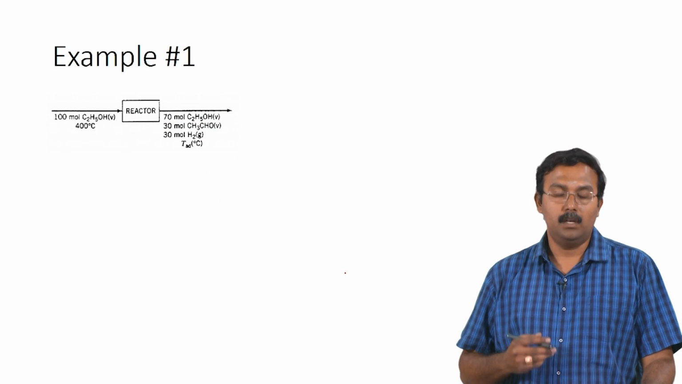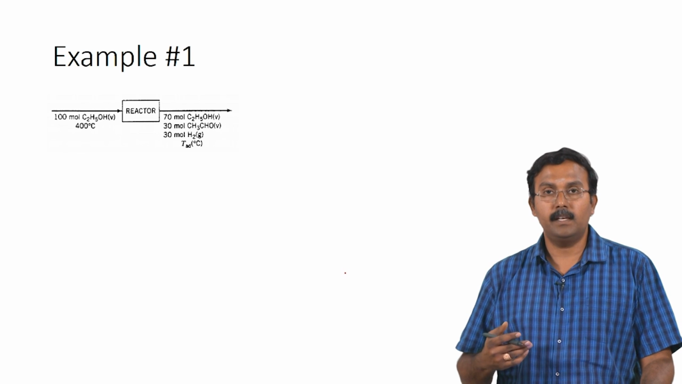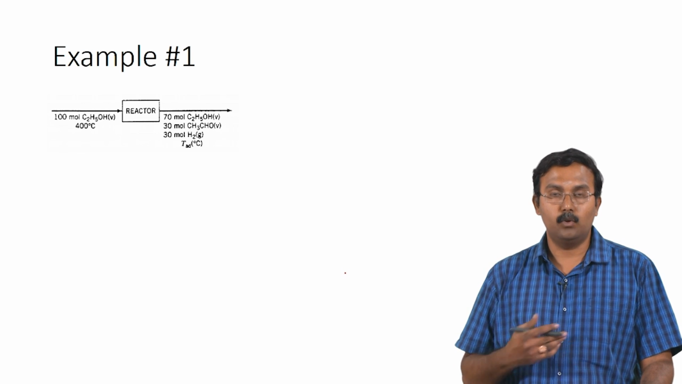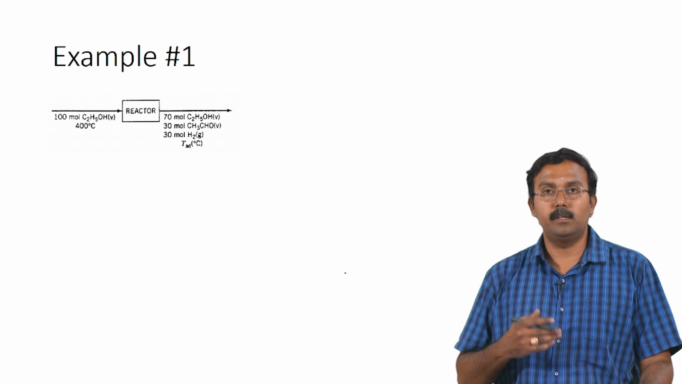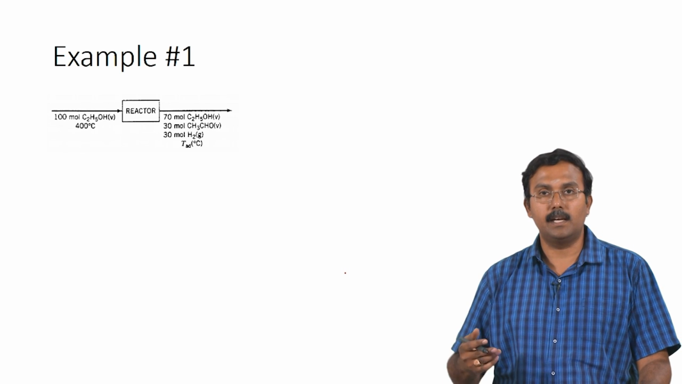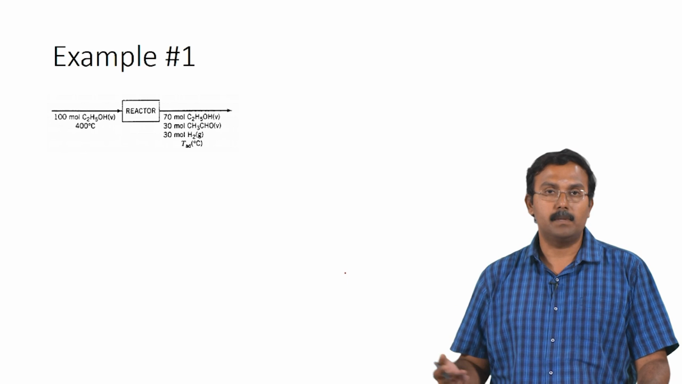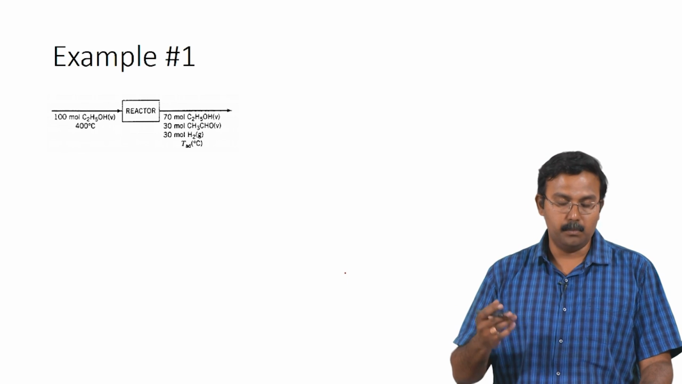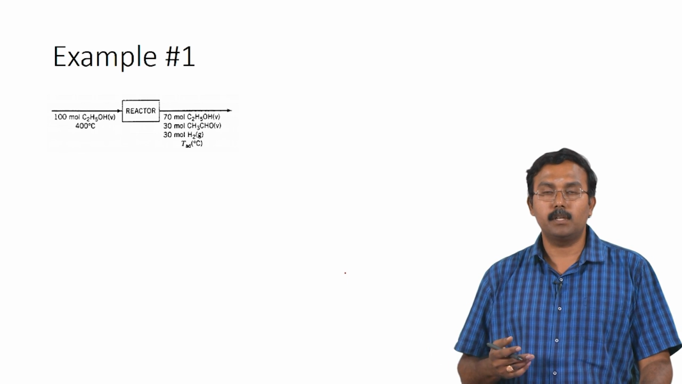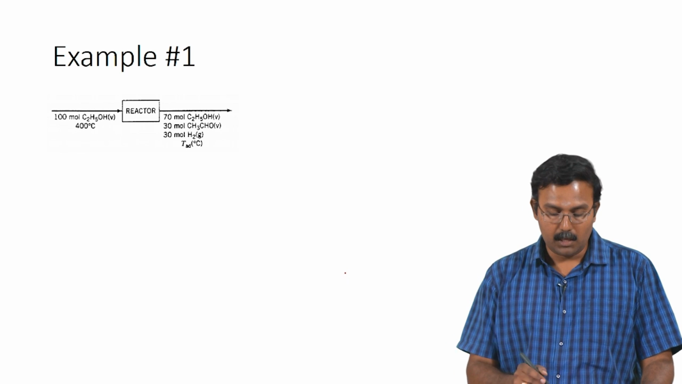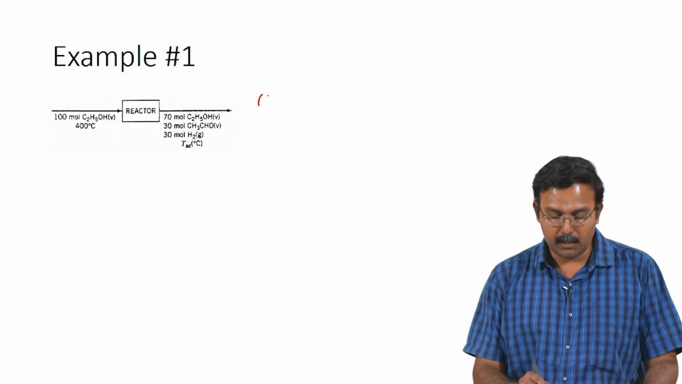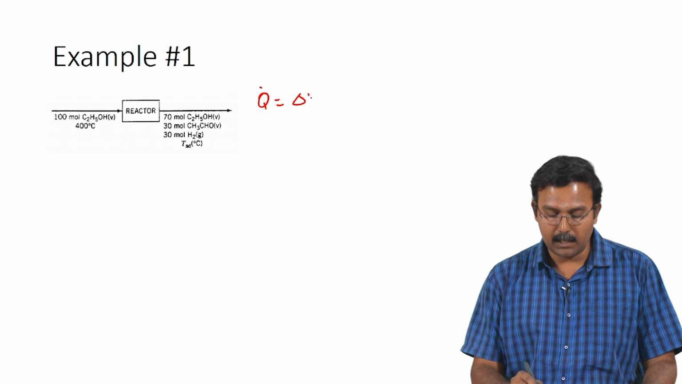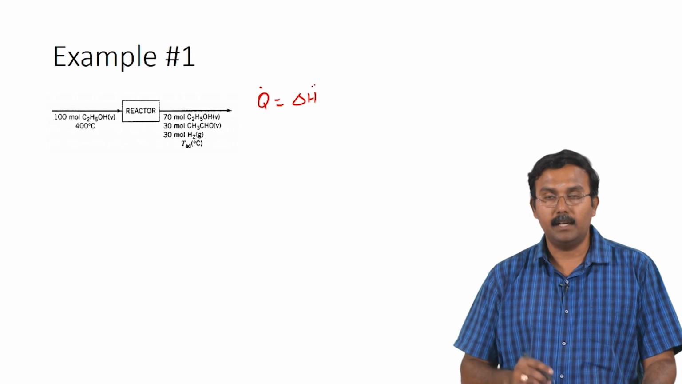Okay, so now we have to identify what type of a system it is. This is an open system. So, the equation would be Q dot minus Ws dot equals delta H dot plus delta Ek dot plus delta Ep dot. So, obviously, the kinetic energy changes and potential energy changes will go to 0, giving you an equation which is nothing but Q dot equals delta H dot. So, we need to identify delta H dot.